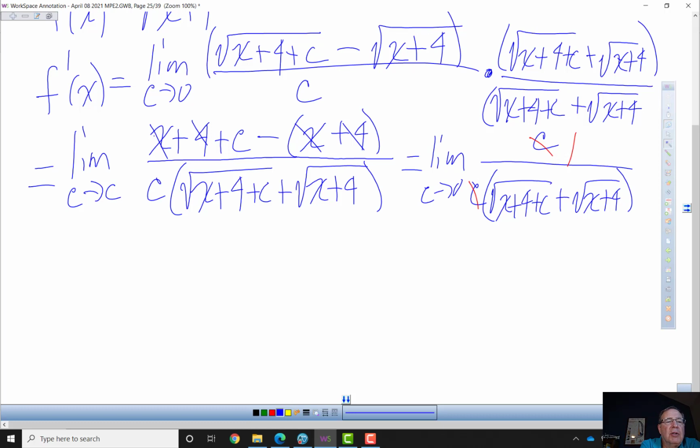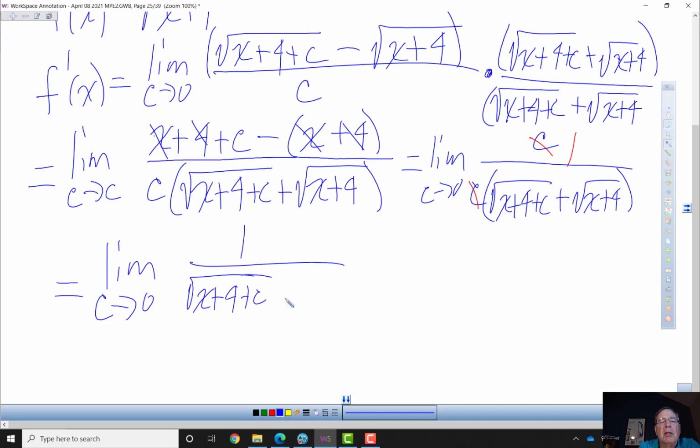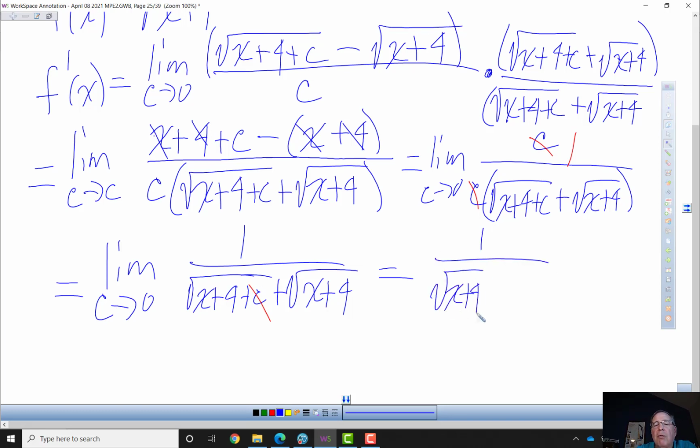So we're going to do an additional step that we didn't do when we're just doing a difference quotient. So this is the limit as c approaches 0 of 1 over the square root of x plus 4 plus c plus the square root of x plus 4. Okay, so if I let c go to 0, I'm not causing division by 0, so that's okay. So I get 1 over the square root of x plus 4 plus the square root of x plus 4, which is 1 over 2 times the square root of x plus 4.